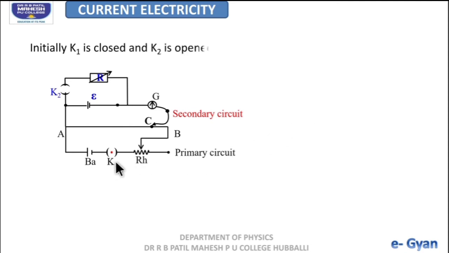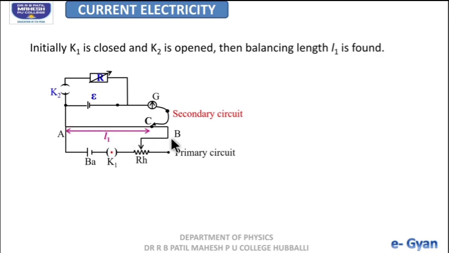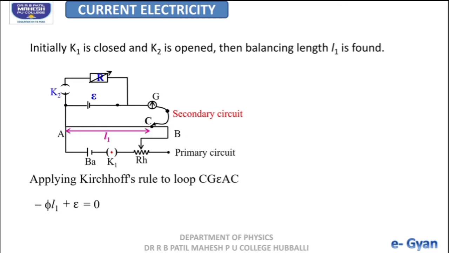Initially, K1 is closed and K2 is opened. Then the balancing length L1 is found. Then by applying Kirchhoff's voltage rule for loop CGEAC, we can write minus phi into L1 plus E is equal to 0. That is, E is equal to phi into L1. Let this equation be 1.